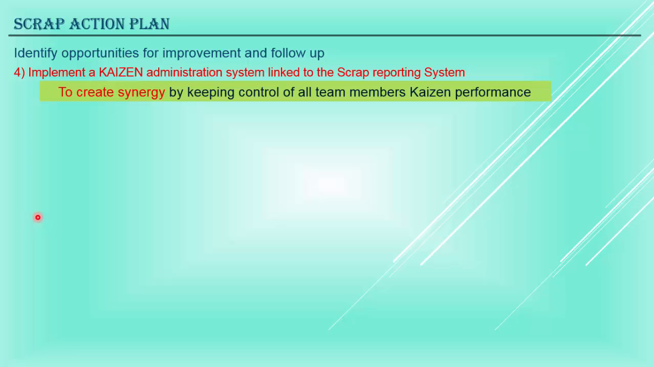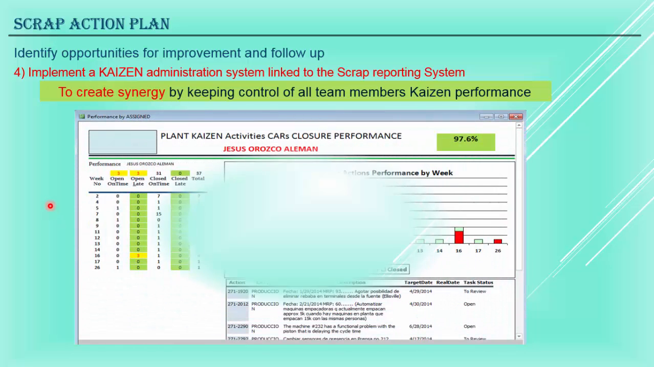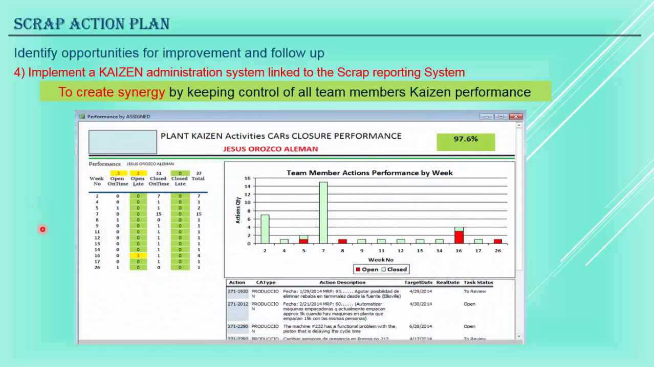It also serves to create synergy by keeping control of all team members' Kaizen performance. And the first thing you will see when opening the system is your own performance. And from there you can jump into your Kaizen trend and the open issues list that you may have. For example, in here we can note that I do have a 97.6% Kaizen performance.